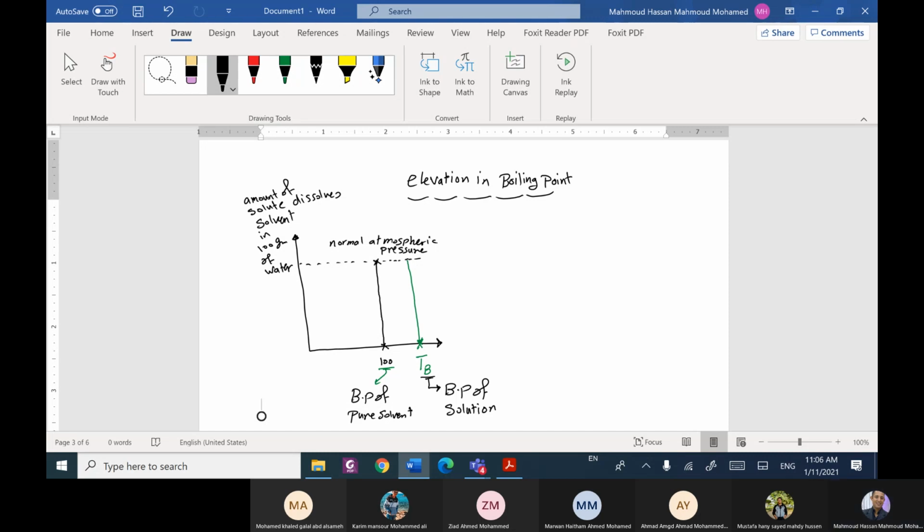Return back to the vapor pressures. For the vapor pressure of the solvent or for the solutions, this is represented the vapor pressure. The vapor pressure for the solutions is lower than the vapor pressure of the pure solvent. We'll find the vapor pressure of pure solvent is high, and for solution is low.